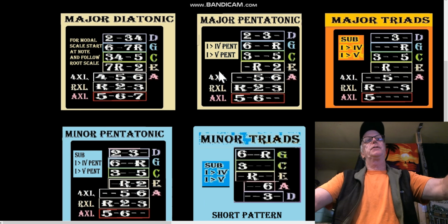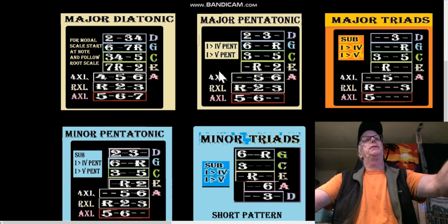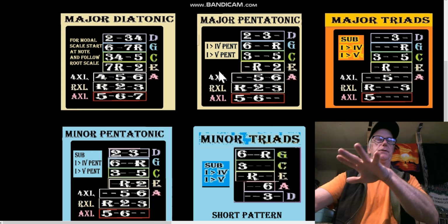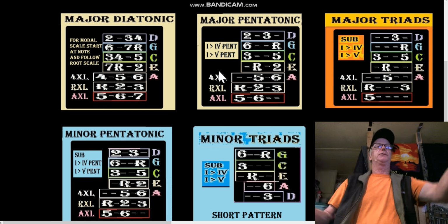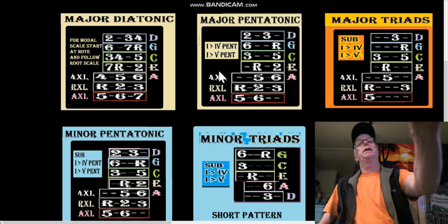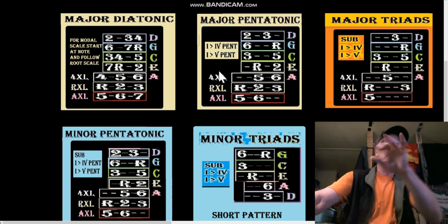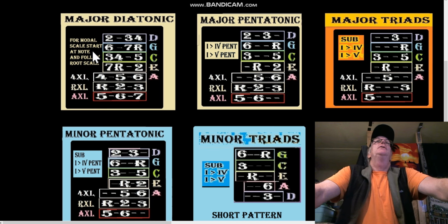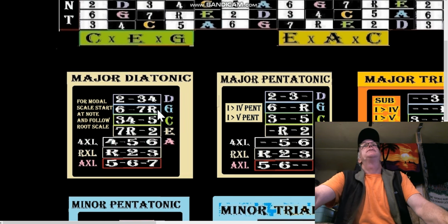A diatonic scale is any scale that has the same number of half steps and whole steps as a major scale. So anywhere you start, if you stay on the ivories, you're going to get a diatonic scale. Sorry, got kind of a little clumsy there. So here's the long pattern for the major diatonic.